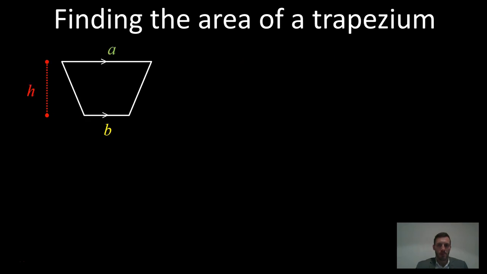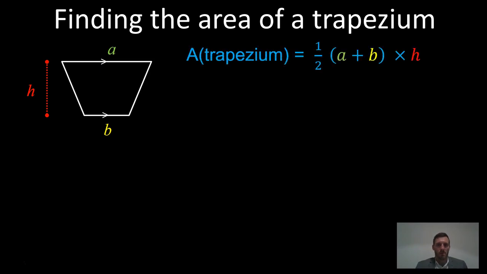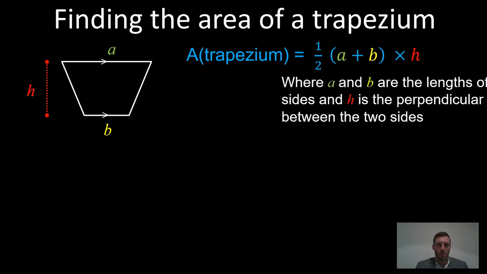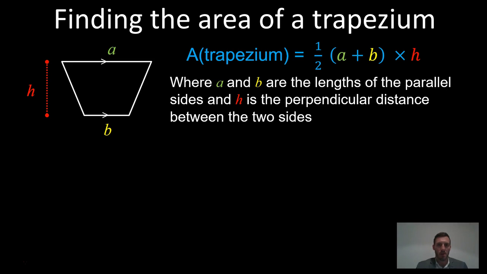Now let's have a look at a trapezium. A trapezium is a flat shape with four straight sides, and has a pair of opposite sides parallel, identified with arrow markings. In this case, that's A on the top and B on the bottom, identified with a single arrow. The formula for the area of a trapezium is given by half times A plus B times the height, where A and B are the lengths of the parallel sides and H is the perpendicular height, or the distance between the two sides.